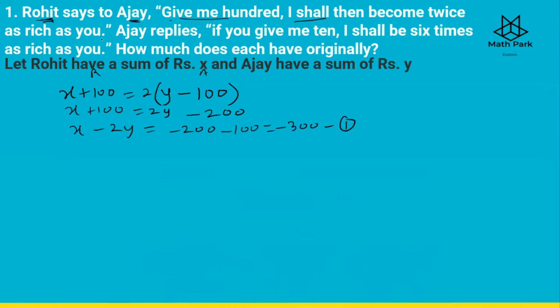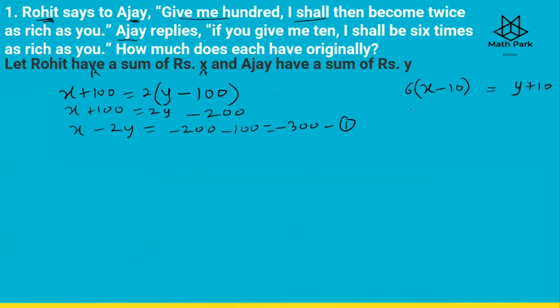Now the second thing. What does Ajay reply? They both are saying something to each other. Ajay replies, if you give me 10, again let us take Rohit x, Ajay y. If you give me 10, that means who is going to give? Rohit is going to give. So let us subtract 10 from Rohit and Ajay is going to gain 10. So y plus 10. I shall be 6 times as rich as you. That means Ajay is going to be 6 times as rich as Rohit. So this is important. Do not learn it by heart. Read the question carefully, frame the equations in parts and then solve it.